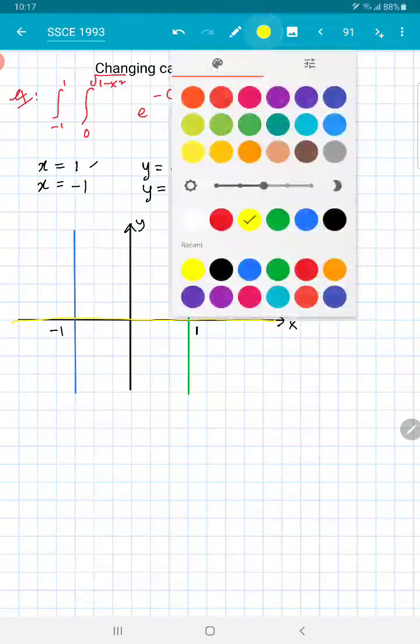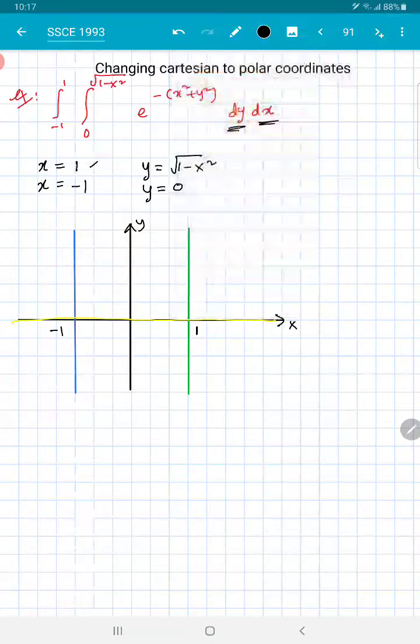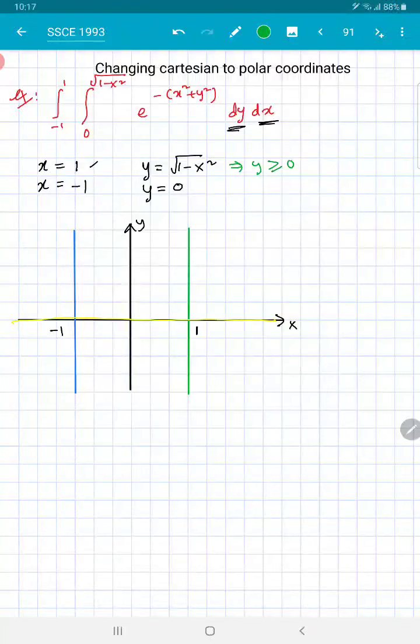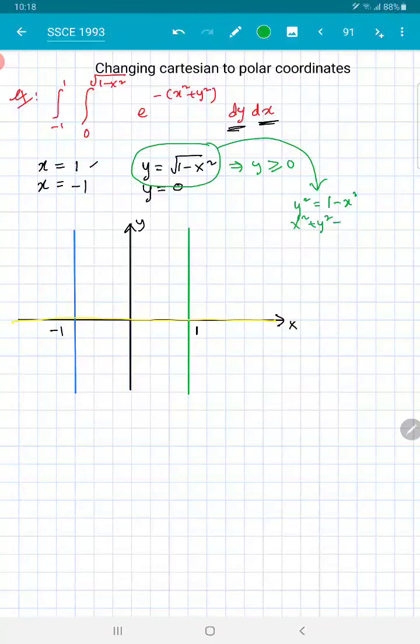We still have one more, which is y equals the square root of 1 minus x squared. We know from this that y must be larger than or equal to 0, because we have a positive root. But if you don't know the shape of it yet, we're going to do some mathematical manipulation. We get rid of the square root by squaring both sides. Rearranging the equation, we get x squared plus y squared equals 1.